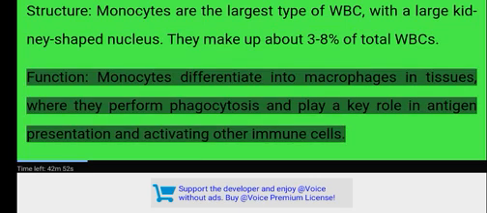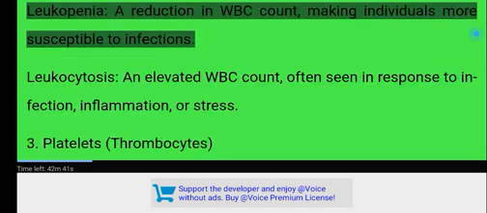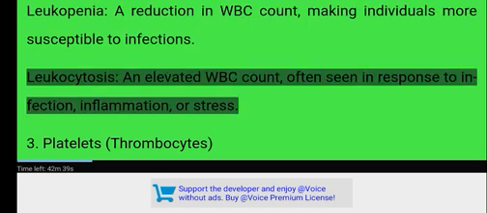Function. Monocytes differentiate into macrophages in tissues, where they perform phagocytosis and play a key role in antigen presentation and activating other immune cells. Clinical relevance. Leukemia, a type of cancer involving the uncontrolled proliferation of abnormal WBCs, often leading to a decreased number of healthy blood cells. Leukopenia, a reduction in WBC count, making individuals more susceptible to infections. Leukocytosis, an elevated WBC count, often seen in response to infection, inflammation, or stress.